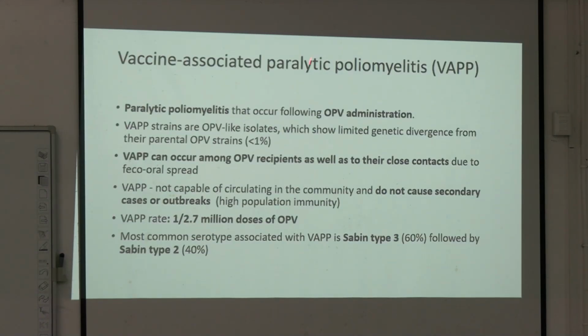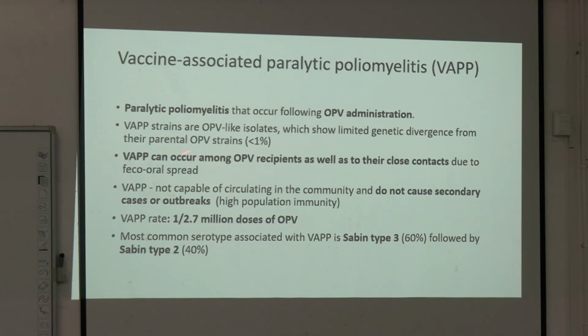So what is vaccine associated paralytic poliomyelitis? These are the same disease which is occurring after OPV administration. Generally, patients who get poliovirus disease, those are called wild poliovirus disease. Wild means naturally occurring. But this is like OPV-like isolates. Where did it come from? It came from the vaccine strain that was given.